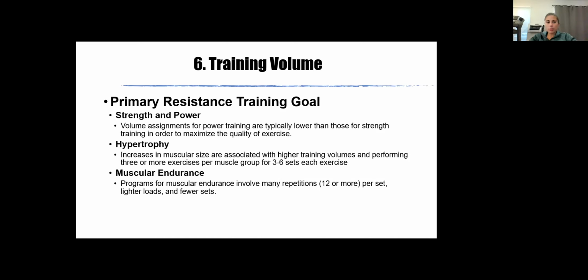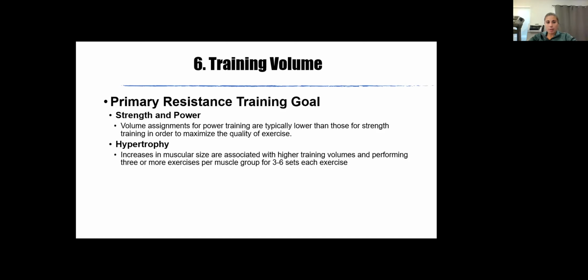Any questions about the different goals and what is recommended? Power is lower because we're focusing on the quality of the movement more. Again, a lot of muscular recruitment, motor unit recruitment, very fatiguing. So we're not doing as much volume, or we won't be able to recover. Any other questions? Good question.